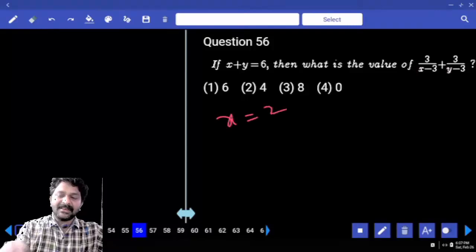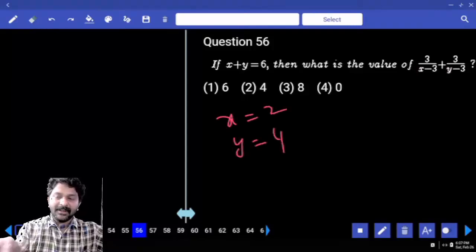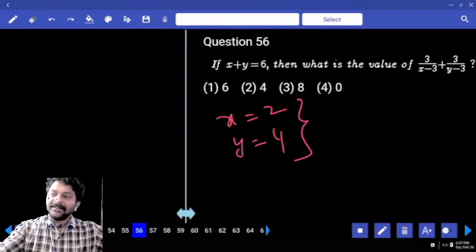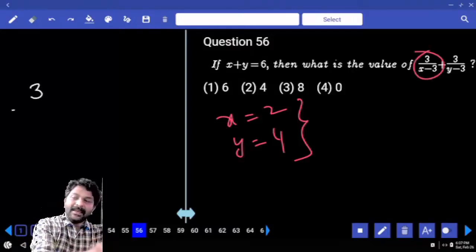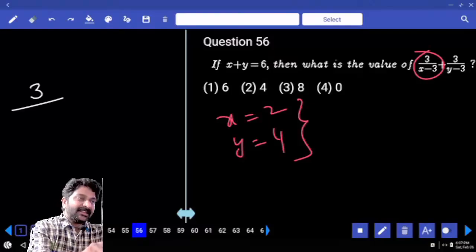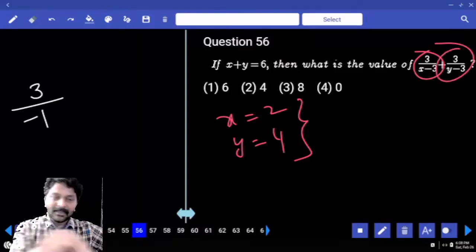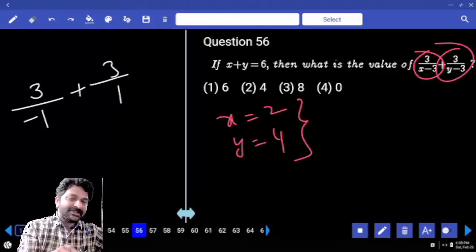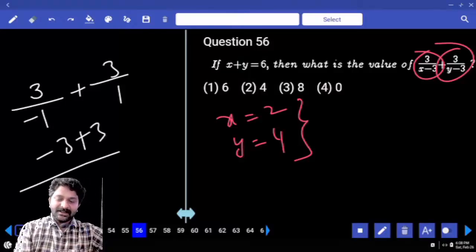I can take x is equal to 2 and y is equal to 4. So that x plus y is equal to 6, correct? 3 by x minus 3, that is 2 minus 3, minus 1, plus 3 by y minus 3, that is 4 minus 3, which is positive 1. So minus 3 plus 3, answer 0, fourth option.